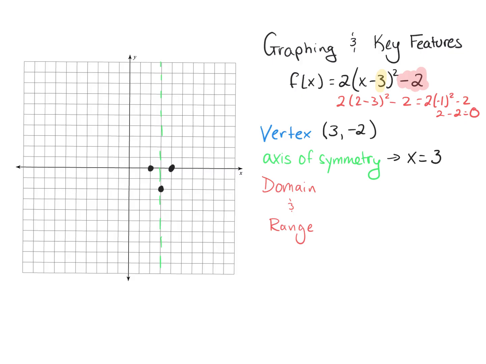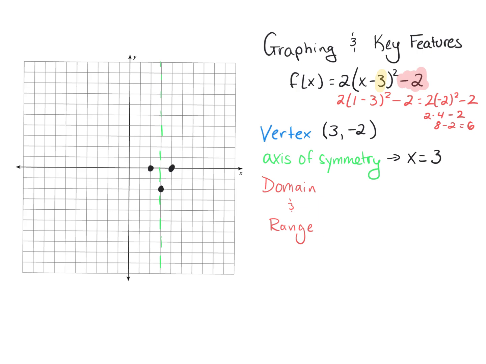Let's get one more point for the purposes of plotting this. Let's see. We plugged in 2, so let's plug in 1 and see what we get. So 2 times 1 minus 3 squared minus 2. That's going to be 2 times negative 2 squared minus 2. Negative 2 squared is positive 4, so 2 times 4 minus 2. That's going to be 8 minus 2, which is equal to 6. So I plugged in 1, I got 6, so I can now plot that point.